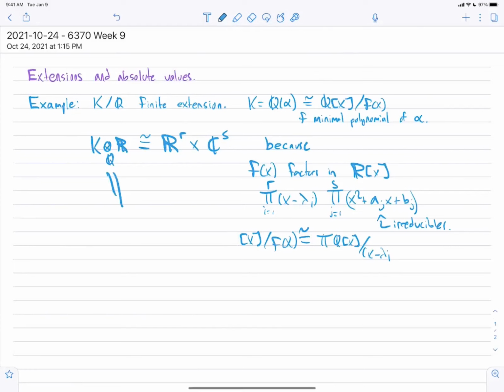So K tensor R is isomorphic to R[x] mod f(x). Let me break it apart into enough steps. This is isomorphic to Q[x] mod f(x) tensor R, which is isomorphic to just R[x] mod f(x). And then by the Chinese remainder theorem, you get a product over all these different factors.